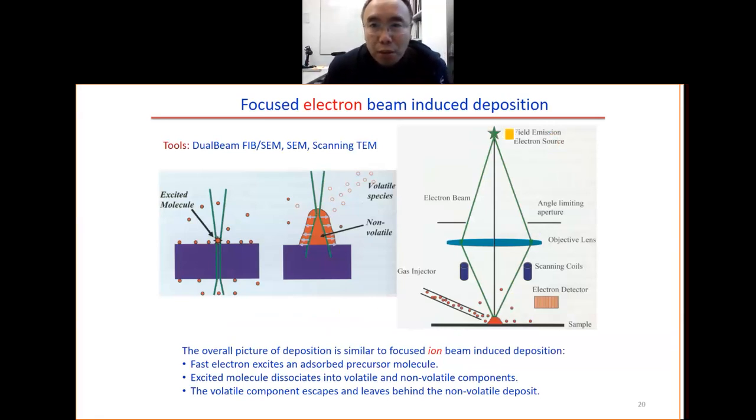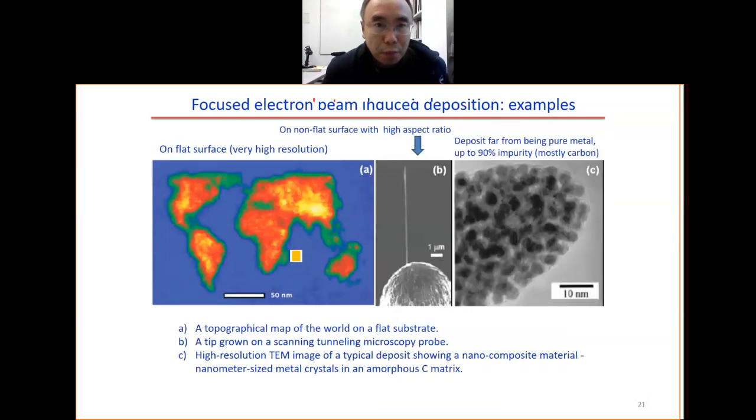So we have the electron beam, and we have the gas injector. The precursor gas is injected, and this electron beam will decompose the precursor gas into the volatile and non-volatile component. The volatile component is pumped away, and the non-volatile component becomes the deposit. So this is roughly the idea of the electron beam induced separation.